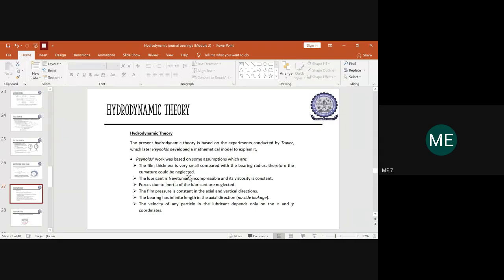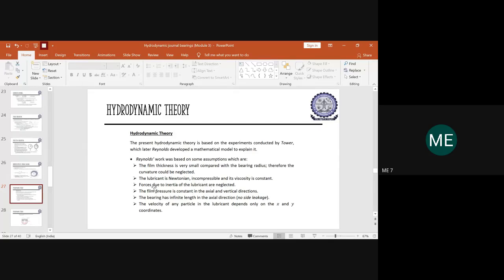Okay, so that I will tell you exactly what it is. And secondly, the lubricant he used was a Newtonian lubricant. So that is the assumption he made, where the viscosity remains constant. When you have a constant viscosity, it cannot be compressed. So it was an incompressible lubricant with a constant viscosity.